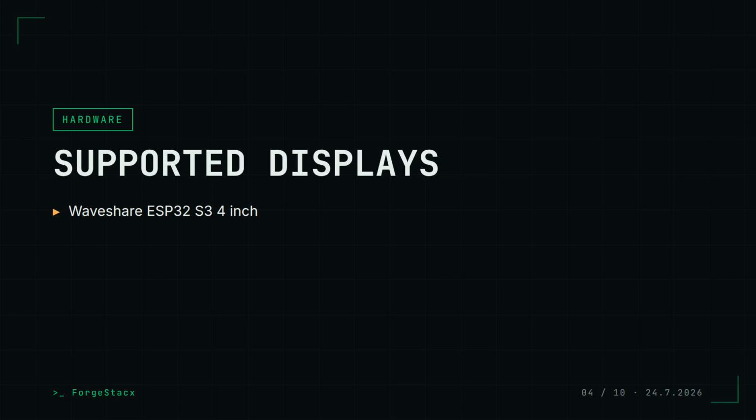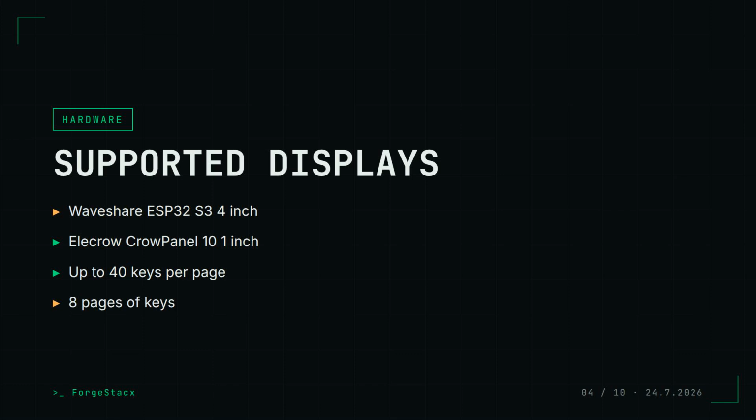The 2 currently supported options are the Waveshare ESP32S3 Touch LCD4 with a 400 by 400 pixel screen on a 4-inch display, supporting up to 5 by 5 keys across 8 pages in revision 3.0 only, not revision 4 or the 4.3-inch board. The second option is the Electro Crow panel, an advanced 10.1-inch display with a 1024 by 600 resolution, supporting up to 40 keys per page across 8 pages, though it needs both UART0 data and USB 2.0 power. Purchase links and buying tips are in the dedicated buying guide file.